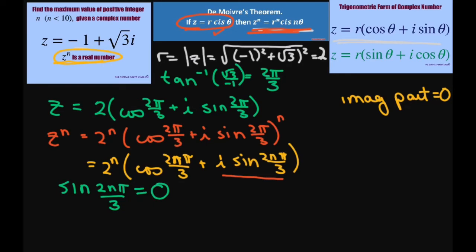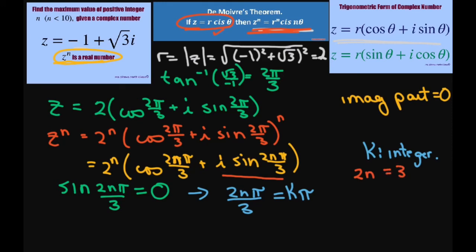That's your imaginary part. So let's set it equal to, when that's going to happen, we can have 2n pi divided by 3 equals k pi, because that's where sine would have to be 0, and k is an integer. All right, so since we have that, we know that 2n equals 3k, because the pi's would cancel out, and you can cross multiply.